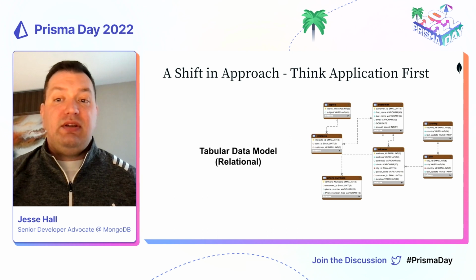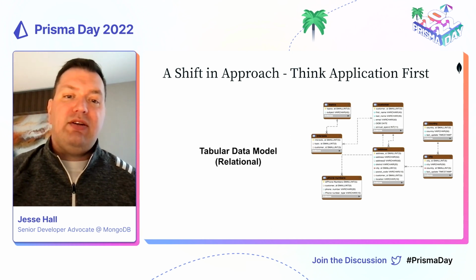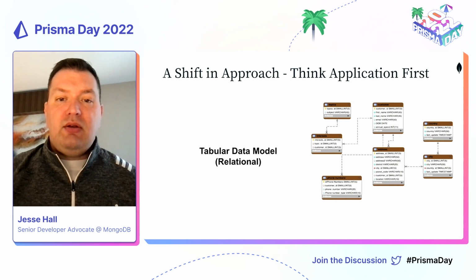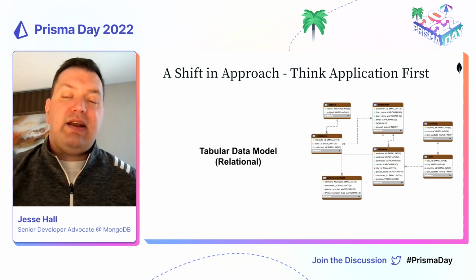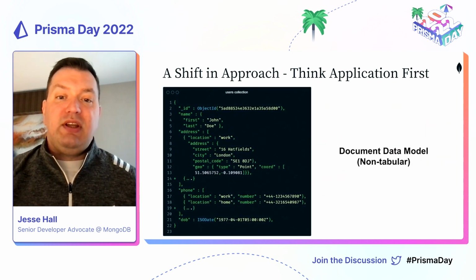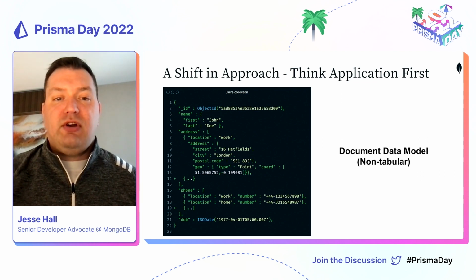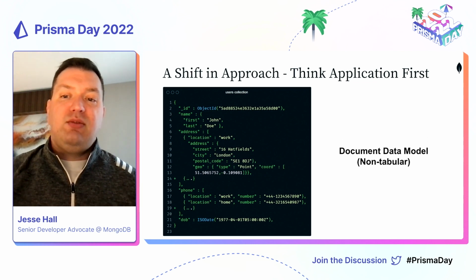Normalization of data has been ingrained in us. It's all we know. So storing data in a document database requires a shift in thinking. And so we're going to go from tables of data with relationships to documents of data which can contain embedded data. And these documents use a JSON-like structure. So this document here is the representation of the exact same structure as the tables.